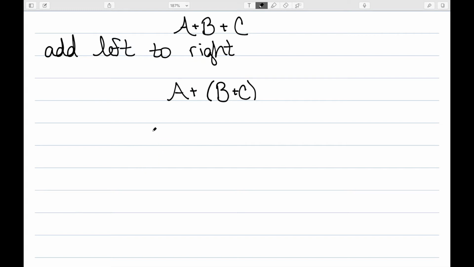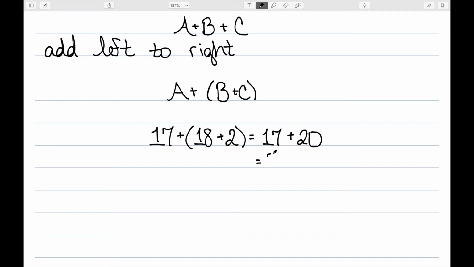As an example, 17 plus 18 plus 2. Starting in parentheses, 18 plus 2 is 20, so now I have 17 plus 20, which is 37.